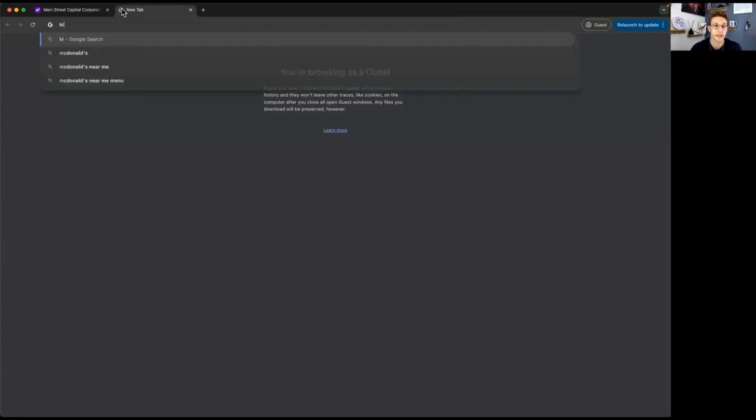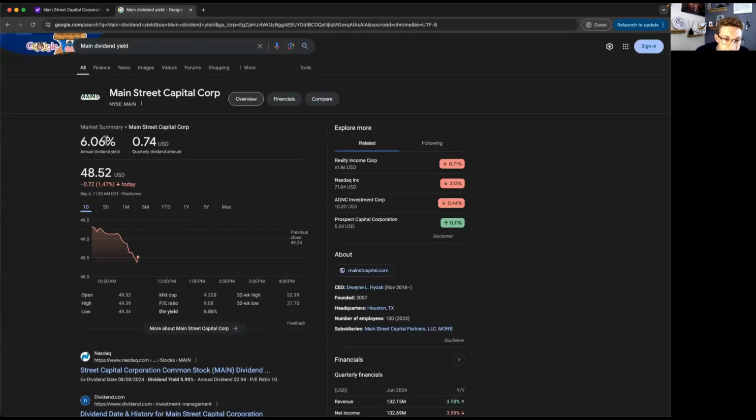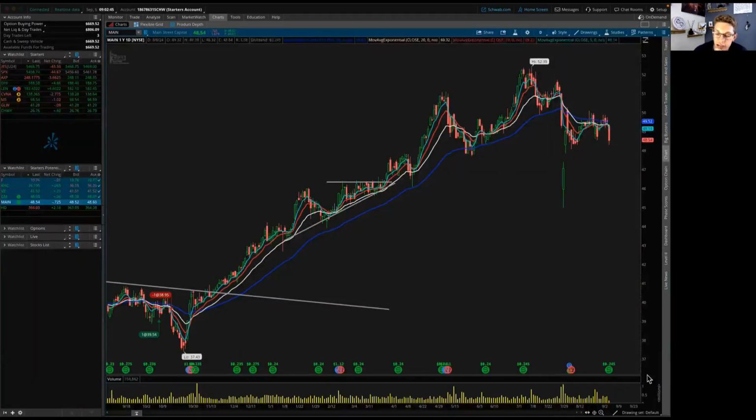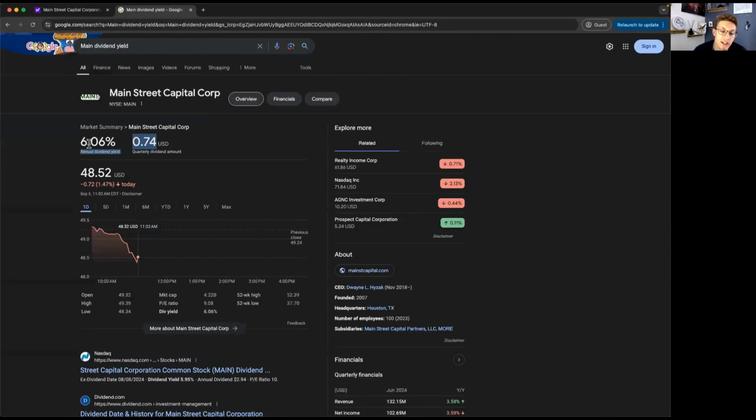Check this out. If we look up main dividend yield, you'll see an annual dividend yield of 6.06% with a 74-cent quarterly dividend amount, which kind of makes sense when we see that every month they're paying out a 24-cent dividend, so 3 months in a quarter. Yeah, okay, 74 cents, sure, right? That makes sense. Kind of wild to see that, but dividend yield 6.06%.